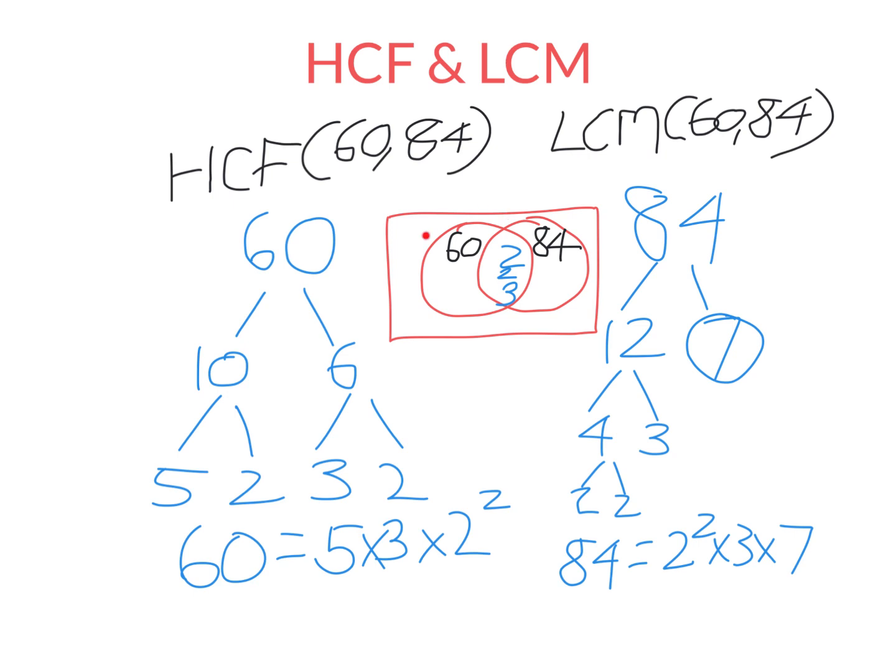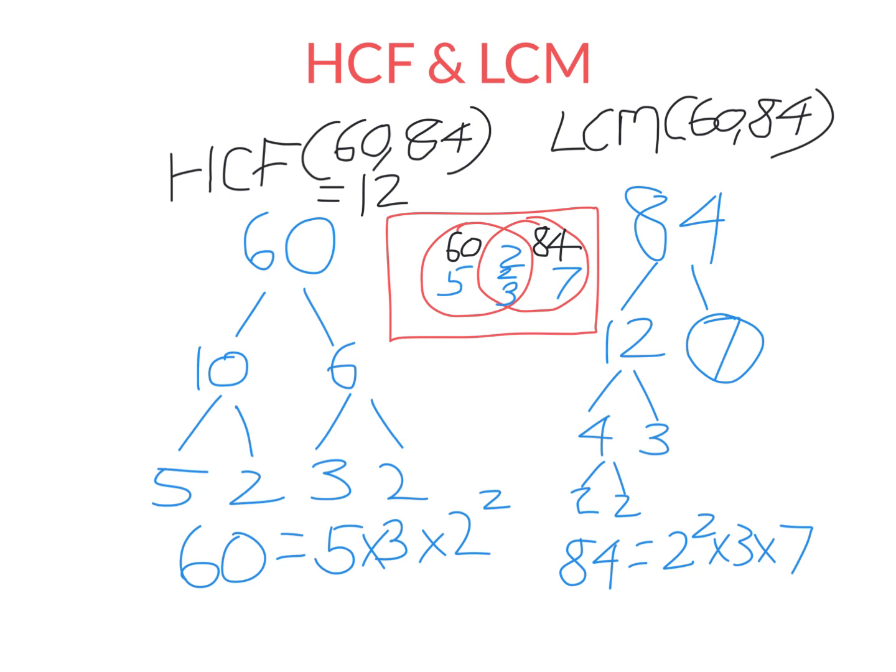So I need all of the numbers in the 60 circle to multiply to 60. So 60 is 2 times 2 times 3 times 5. So I need to put a 5 here. Similarly, 84 is 2 times 2 times 3 times 7. So I need to put a 7 there. So the highest common factor of 60 and 84, I just multiply these numbers together in the middle. 2 times 2 times 3 is 12. So the highest common factor is 12.